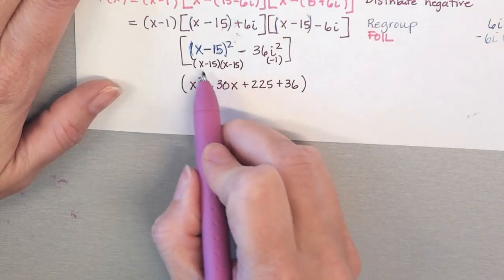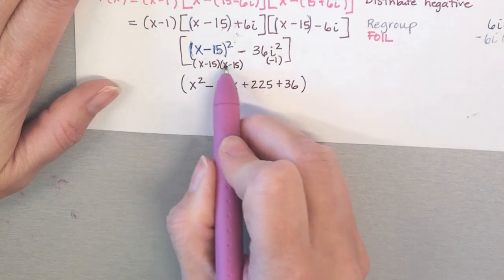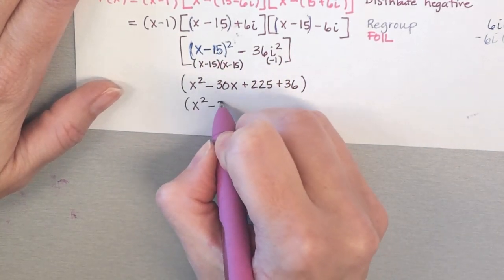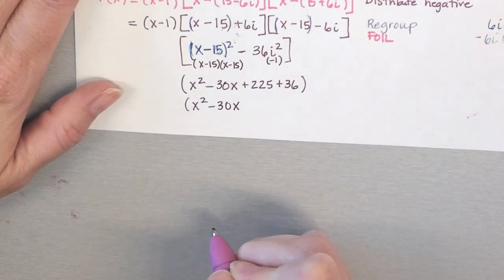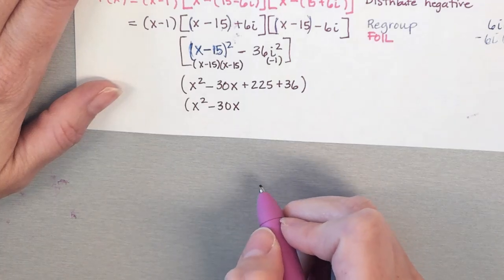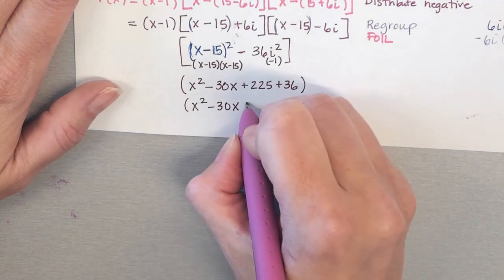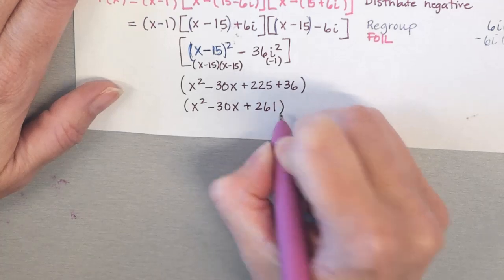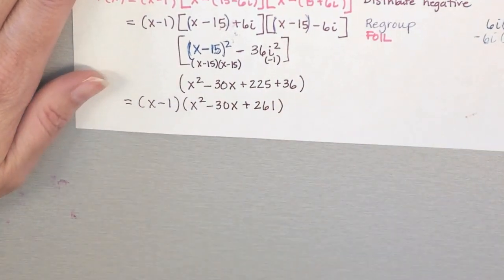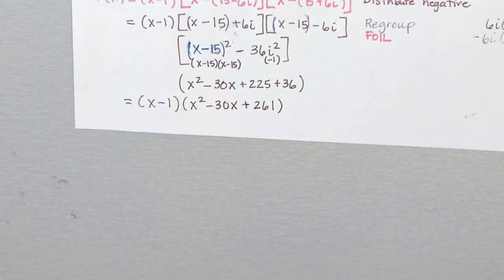Make sure that you do the order of operations. You have to do the exponents before you can do any of the adding. And then from here, we're just going to add those together. So 225 plus 36 is 261. And then our last step is going to be to distribute and then add like terms.